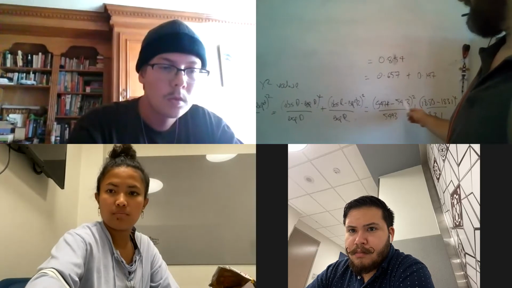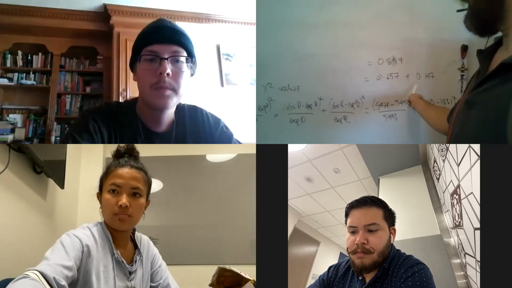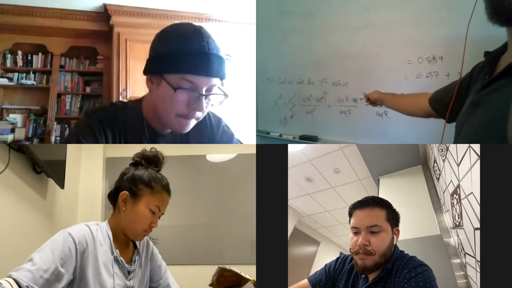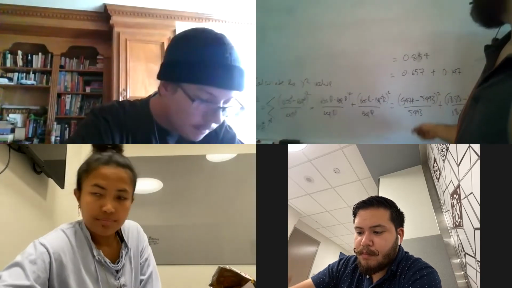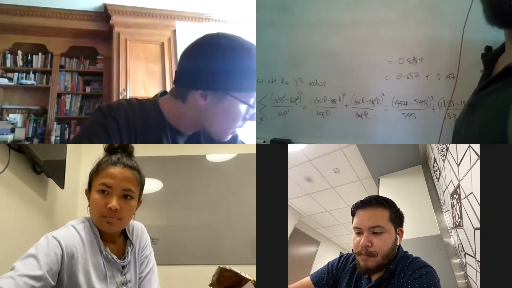So for how many of these you do it, you get these values, you add these together. That's what the sum symbol means over there. That gets you your chi-squared value.